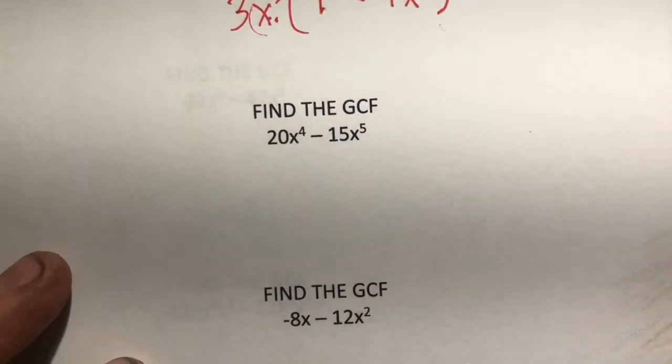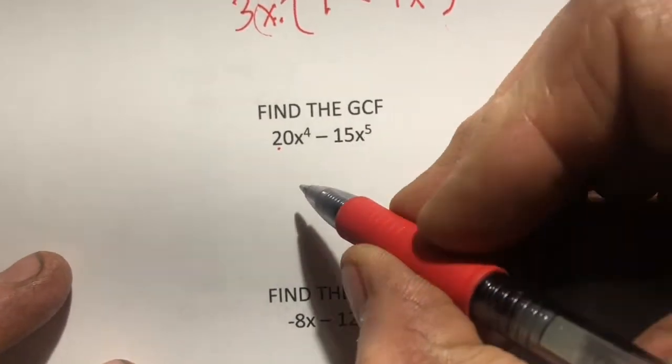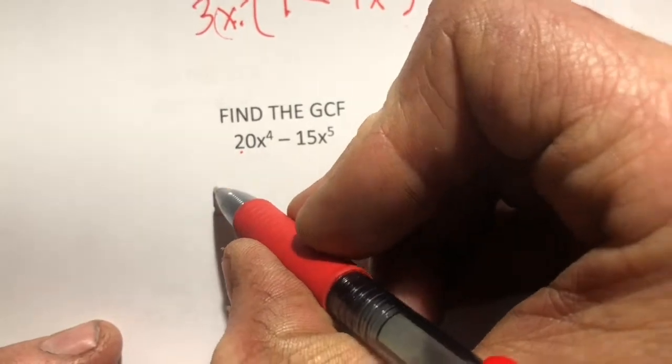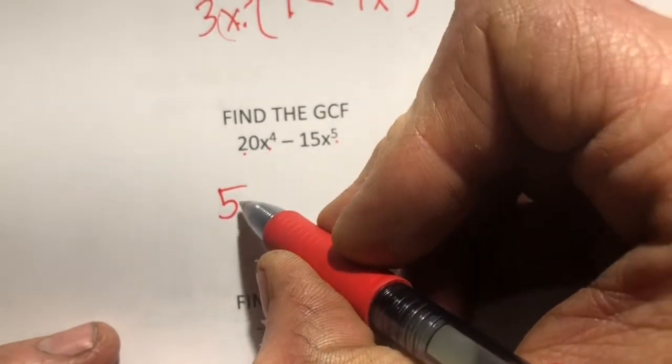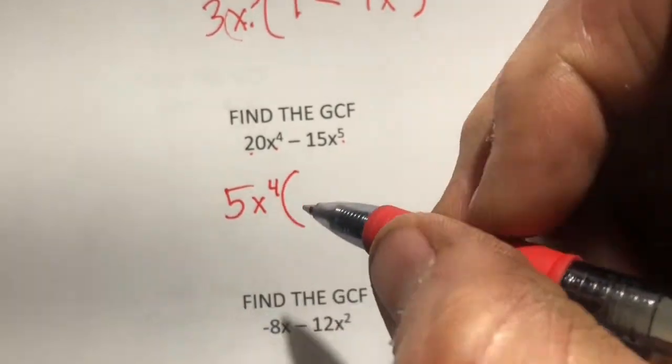Here's one. All right, look at my numbers first, 20 and 15. My GCF, there's 5. 5 is the biggest that goes into both of them. X^4, X^5, X^4 is the smallest. That's the most I can bring out. And so there's my GCF.